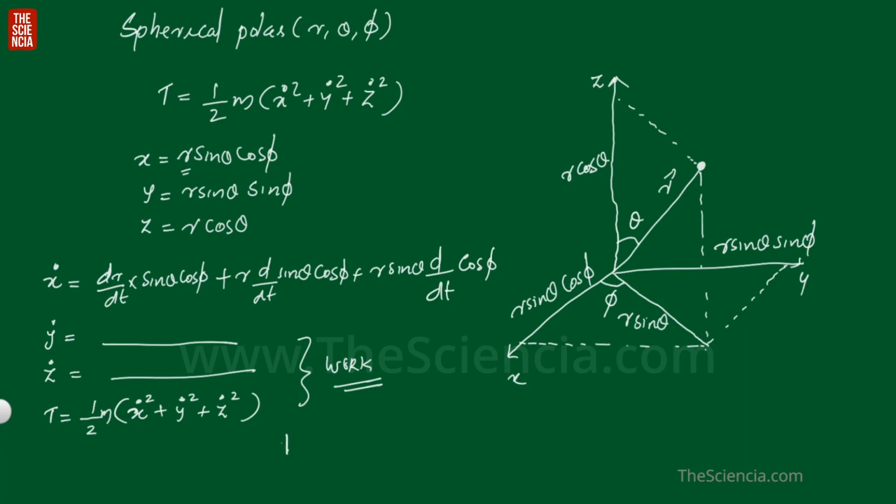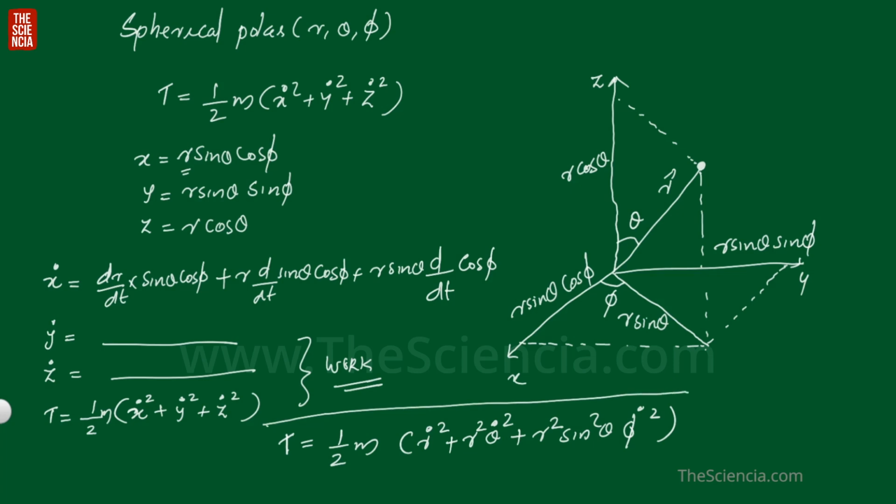Finally, you get T equal to 1 by 2 m times r dot square plus r square theta dot square plus r square sine square theta phi dot square. So this will be the final answer, that is kinetic energy in spherical polar coordinate system. So do all these derivations and verify whether the given equation is correct or wrong. Okay.